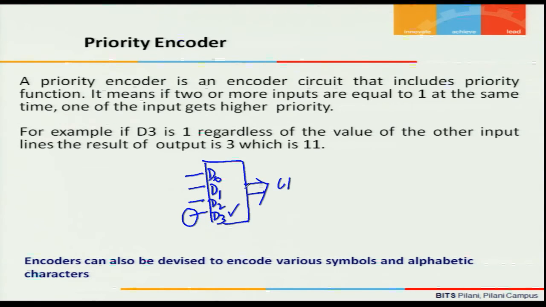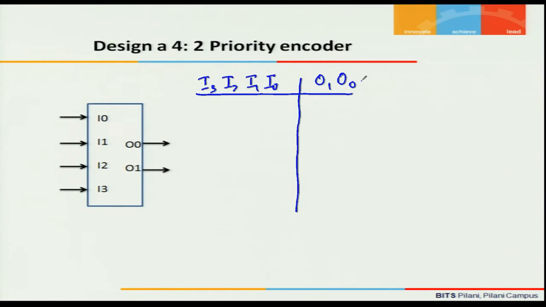Encoders can also be devised to encode various symbols and alphabetic characters. Based on the symbols and alphabetic characters, we get a corresponding bit pattern generated by the encoding function. So let us look at the function of a 4:2 priority encoder. Inputs are I3, I2, I1, I0. Outputs are O1, O0. We will keep the priority for I3 the highest and I0 the lowest.